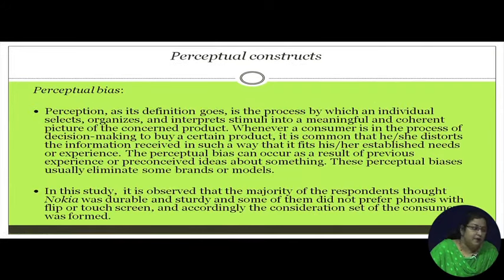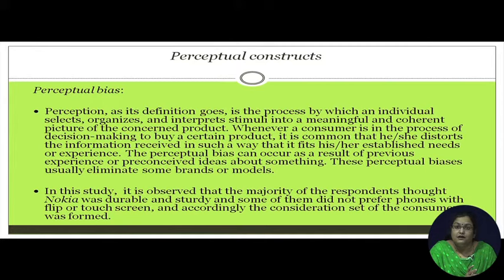Next is the perceptual bias in this case. Now, perception, as its definition goes, is the process by which an individual selects, organizes and interprets stimuli into a meaningful and coherent picture of the concerned product. However, when the customer is in the process of decision making to buy a certain product, it is common that he or she distorts the information received in such a way that it fits his or her established needs and experience. The perceptual bias can occur as a result of previous experience or preconceived ideas about something, and this will eliminate several brands or models.